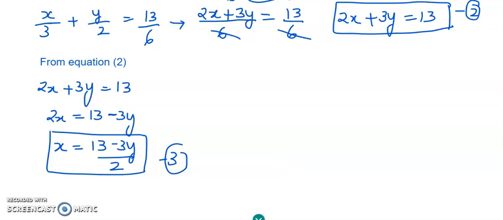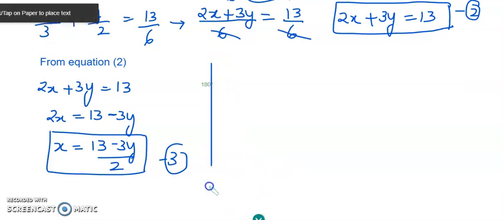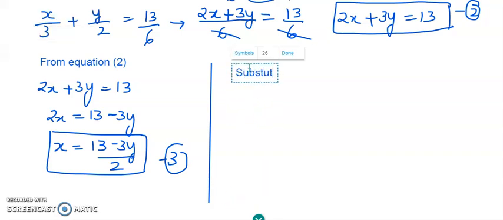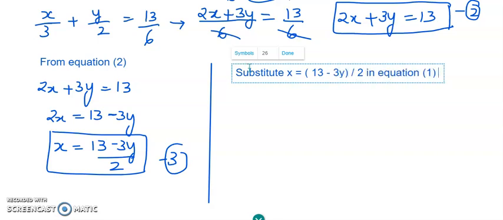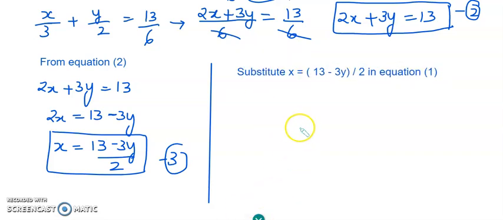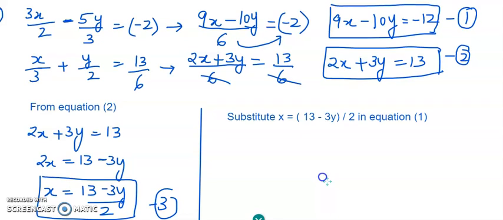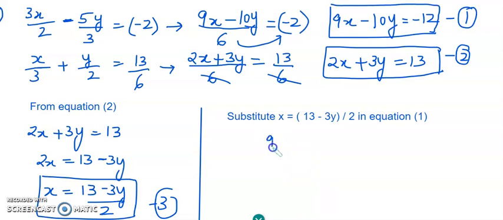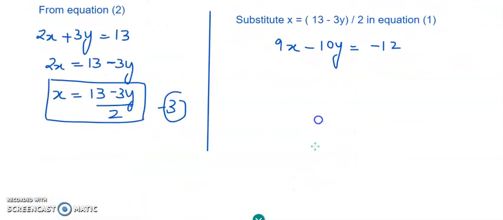So we are going to substitute in equation 1 this time, because we got it from equation 2. So we'll say substitute x is equal to 13 minus 3y divided by 2 in equation 1, right? So what is my equation 1? 9x minus 10y is equal to minus 12. So I'm going to put that. So 9 and then a big bracket, minus 10y is equal to minus 12.